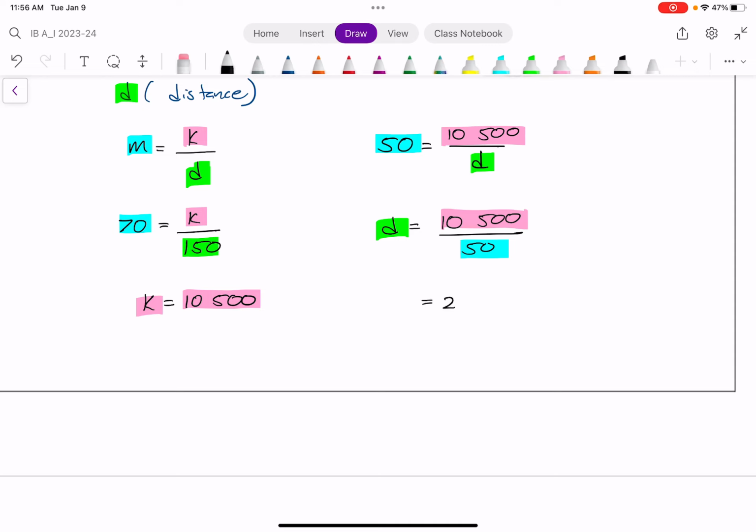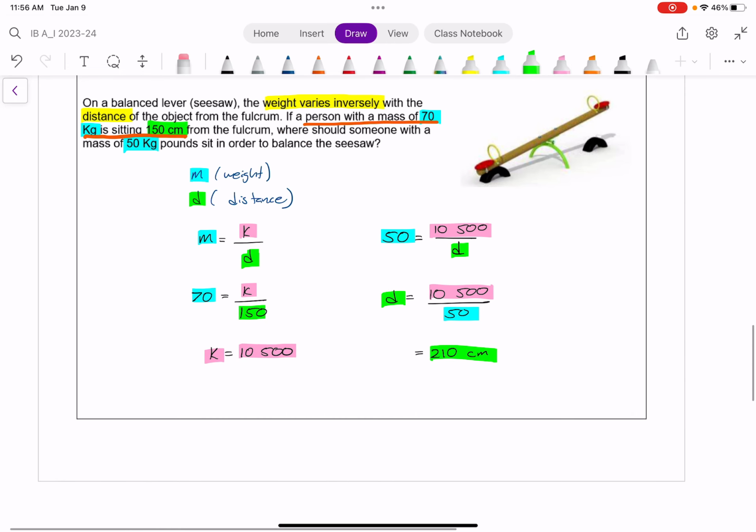which is 210. So what this tells me is that if you have someone who is 50 kilograms and someone who is 70 kilograms sitting on a seesaw, then the person who's 50 kilograms should sit 210 centimeters from the fulcrum, this part right here, whereas a person who's 70 kilograms should sit 150 centimeters. If they do that, they are going to be balanced.